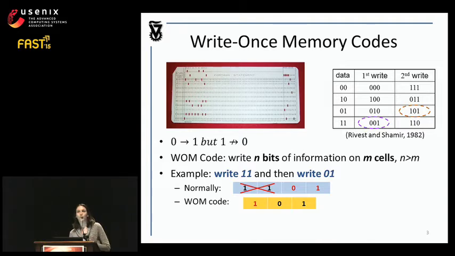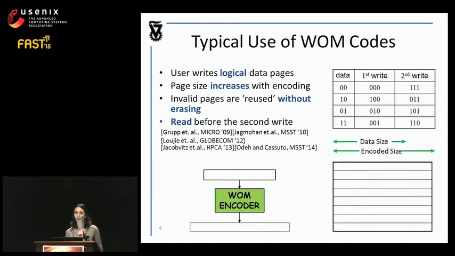So within every program and erase cycle, Flash is actually a write once memory, and this motivated several suggestions for using WOM codes on Flash. They're different in various characteristics, but they all have the very basic design in common, which is the user writes the logical data page, and the data is encoded into a larger physical page that's then written onto the flash. Because again, you always have to add some redundancy.